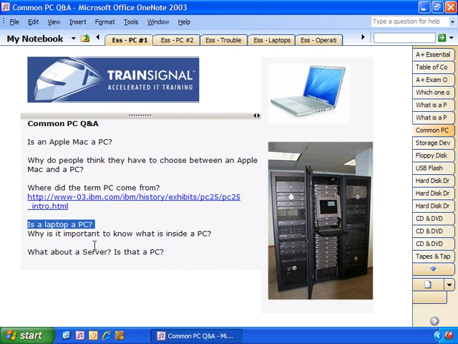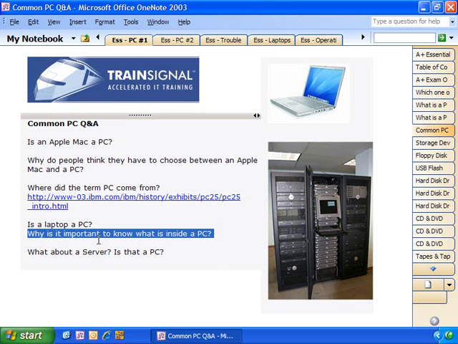So why is it important to know what's inside a PC? Well, if you're going to work on PCs and troubleshoot PCs and understand PCs, you need to know what's inside of them. Just like if you're going to work on a car or be familiar with cars, you're going to have to understand how that car works. You're going to have to know how to take it apart and put it back together and understand all the components.